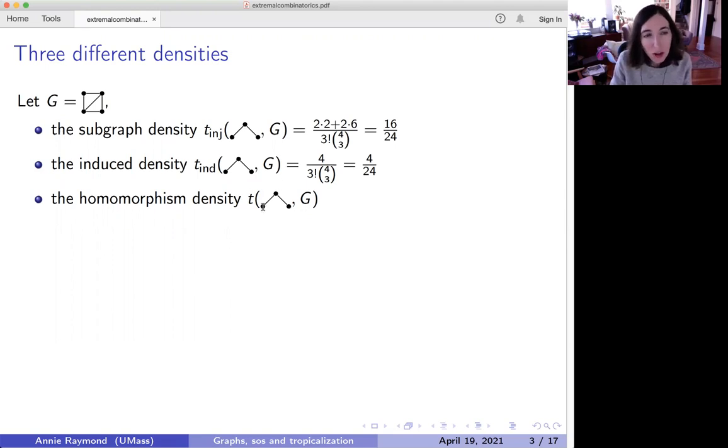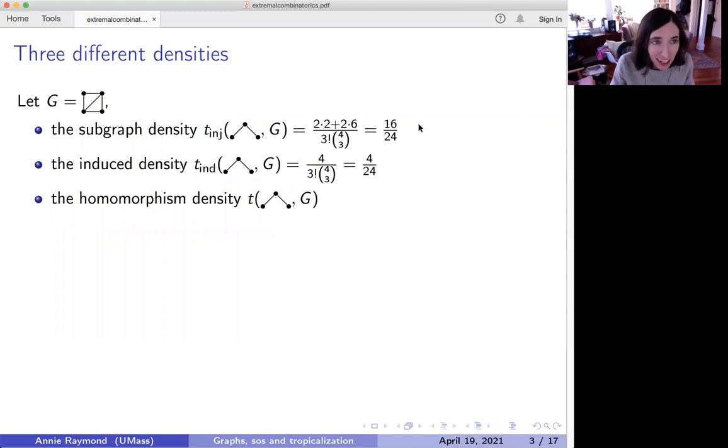So you can think about how many vertices each vertex can go to. My first vertex can go to 4 vertices, and my second vertex can also go to 4 vertices, because I don't need my maps to be injective. And then my last vertex can also go to 4 vertices. So in total, there's going to be 4 to the 3. And then I need to count which of these maps actually send edges to edges.